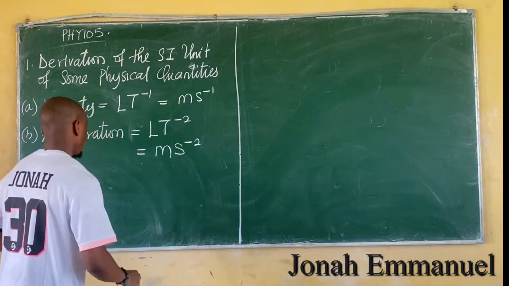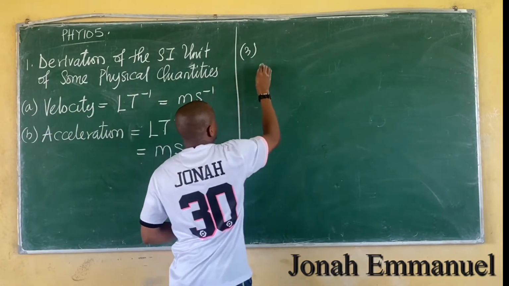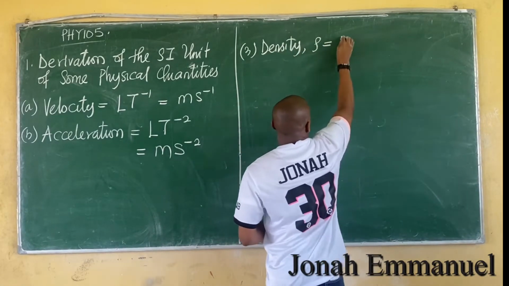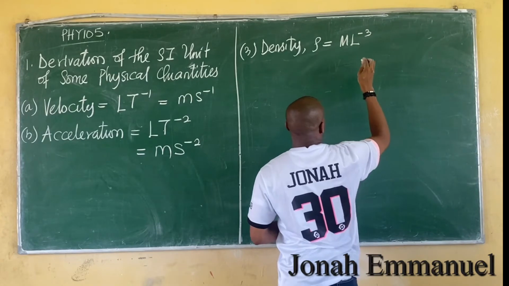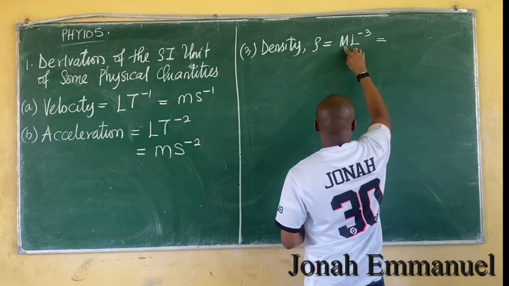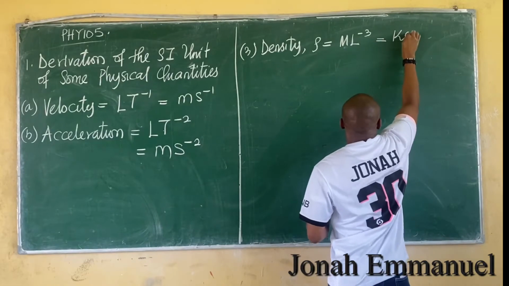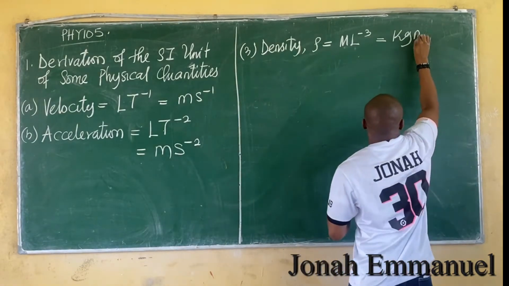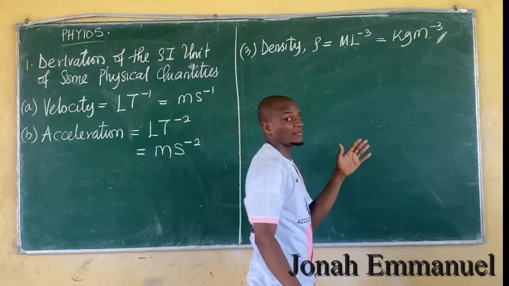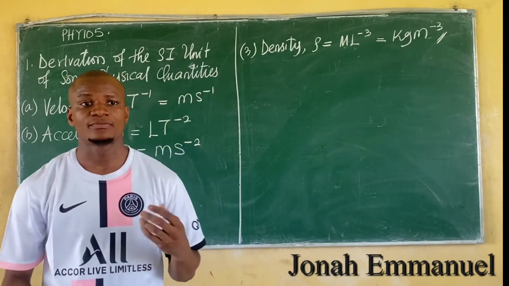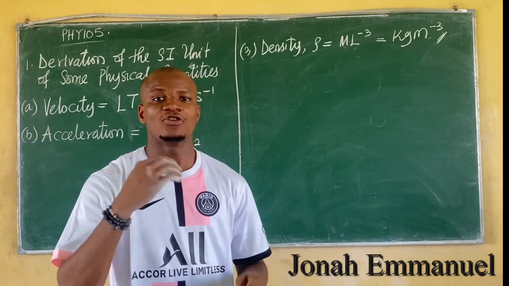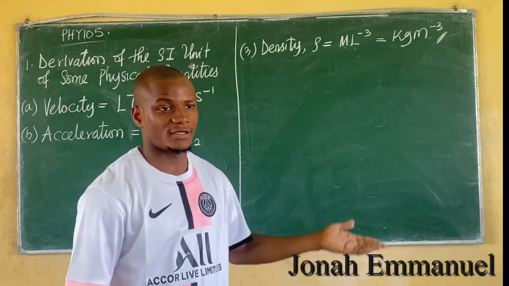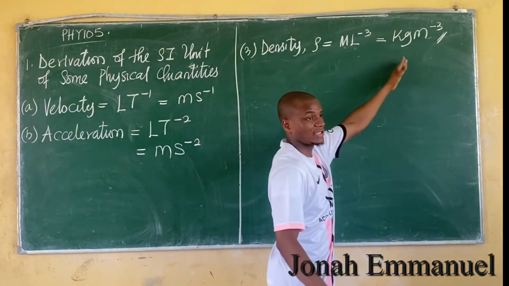One last example, please. Number 3. For instance, let's use density. Density, rho. Check your dimension: it is M L to the power minus 3. M is mass, measured in kilogram. L is length, measured in meters. It becomes kilogram per meter cubed. So this is how it works. So you see, using dimension, derive the SI unit of density. You can see that's all.